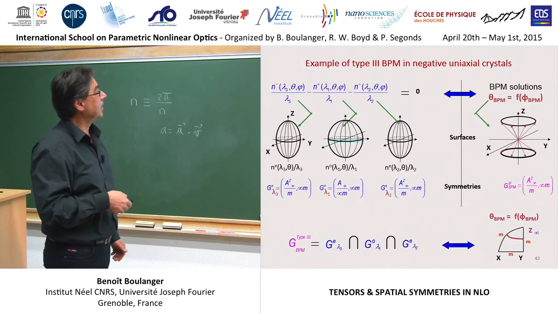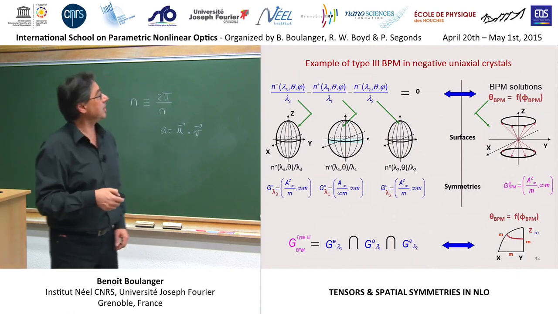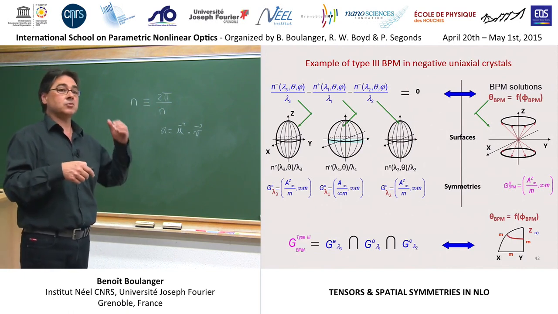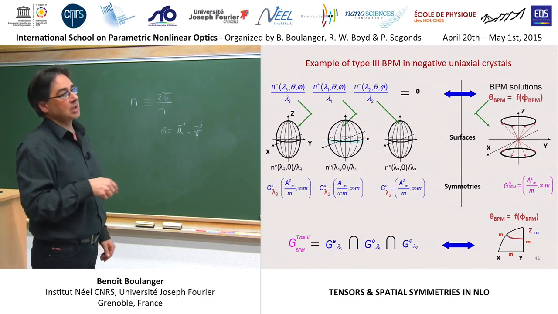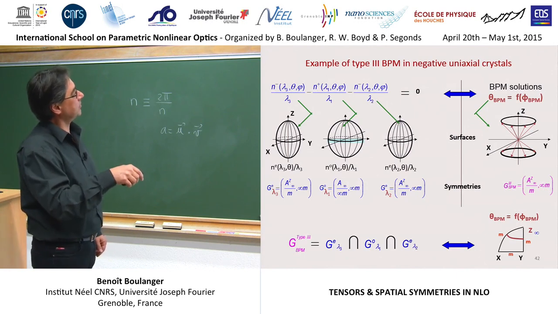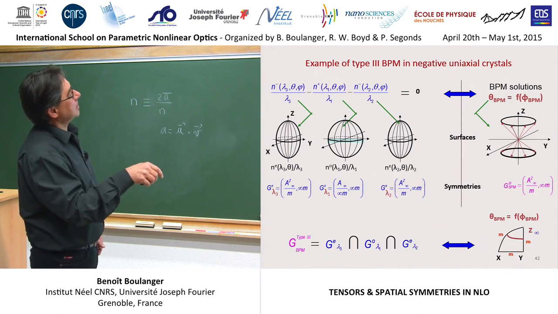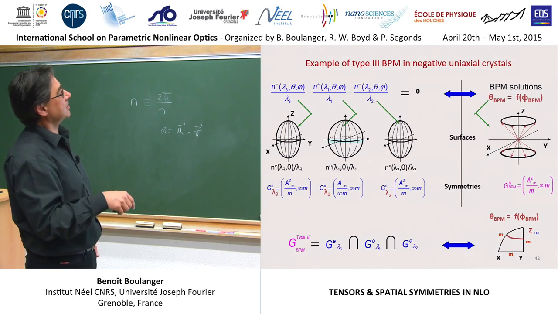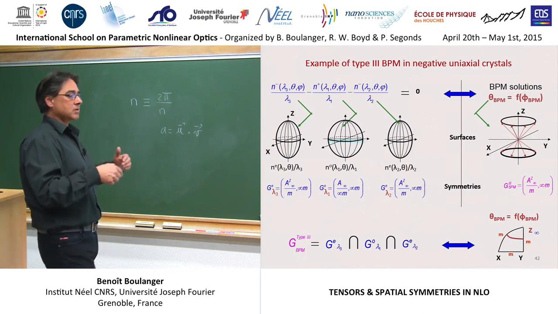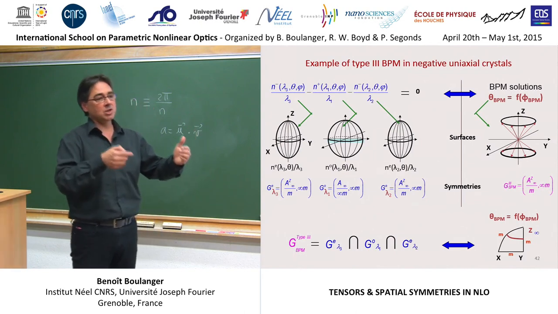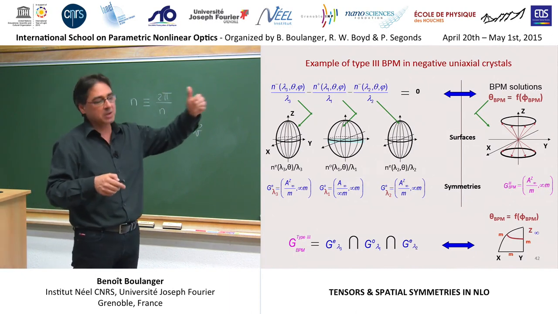Okay, so why do we have this topology? We can ask the question. For that, we are going to make a piece of group theory. Here, I'm going to try to explain to you how it can work. So here, I write the phase matching relation, n minus over lambda 3 minus n plus over lambda 1 minus n minus over lambda 2 equals 0. I took the example of type 3 BPM in a negative uniaxial crystal, and so it is the corresponding phase matching relation. It is a uniaxial crystal, so we can use the terminology ordinary and extraordinary waves. The minus wave is the extraordinary one, and the plus mode is the ordinary one.